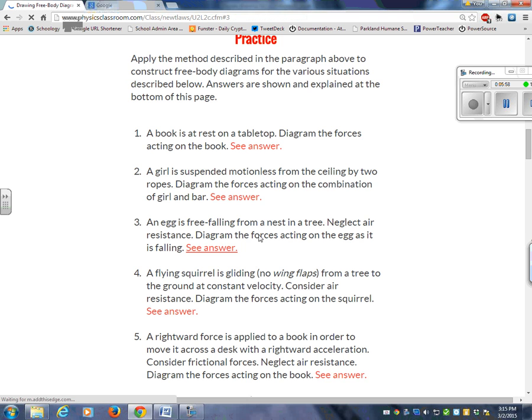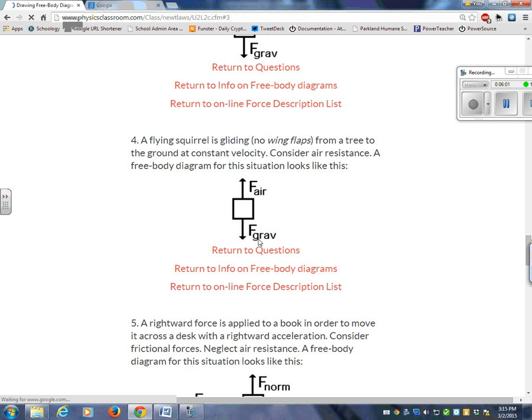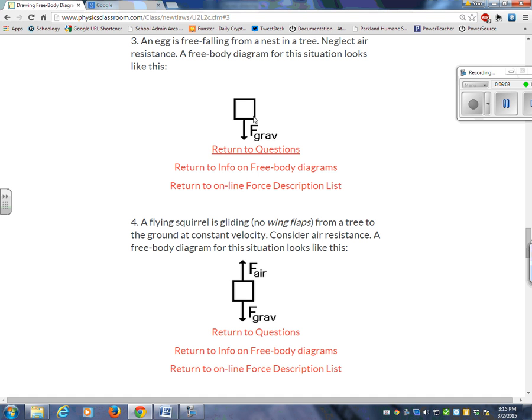Egg is free falling from a nest in a tree. There it is. This one here. Why is there just one? It's falling, gravity's pulling down, it says neglect air resistance. In other words, don't include air resistance. So it's just that one there.